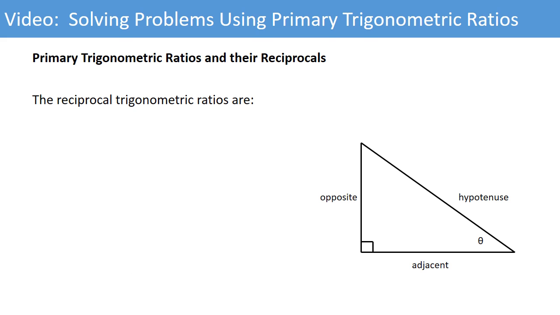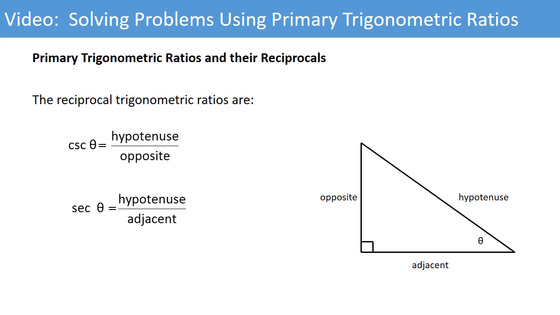Another way of stating these reciprocal ratios: the cosecant theta is equal to hypotenuse over opposite, secant theta is hypotenuse over adjacent, and cotan theta is adjacent over opposite.